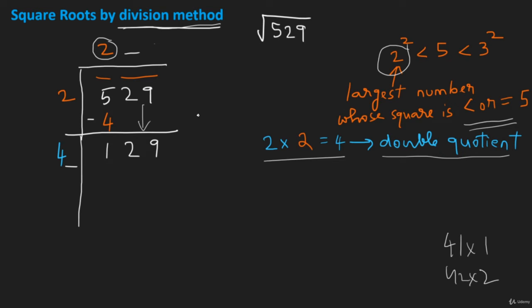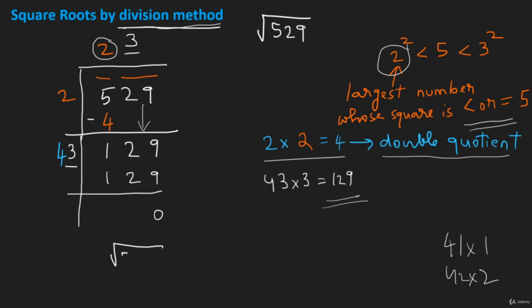Now therefore let's put 3 over here, because 43 into 3 is 129. So we have exactly 129. So we write the 129 over here and our remainder is 0. Therefore we get that the square root of 529 is equal to 23.